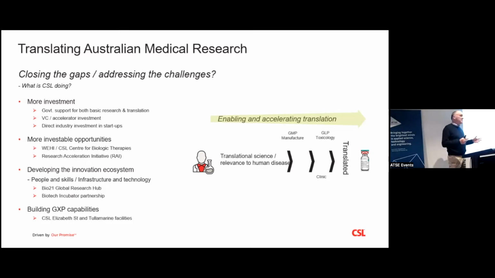It's about people, it's about skills, and it's about infrastructure and technology. Our research group is based here in the precinct. It's our global hub. We have 150 scientists working at Bio21. We employ 130 PhDs at that site doing drug development. And unfortunately, that's by far the biggest employment of postdocs in medical research in Australia, but it's dwarfed by what happens overseas. And we have a Biotech Incubator partnership that I'll get to. And we're also building some of the GXP capabilities that are required for drug development.